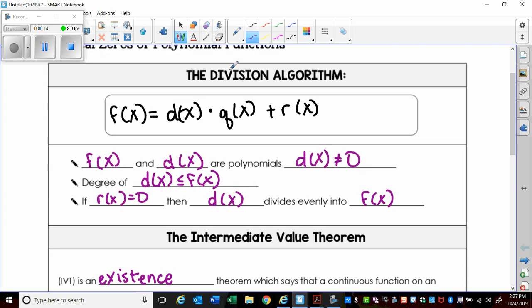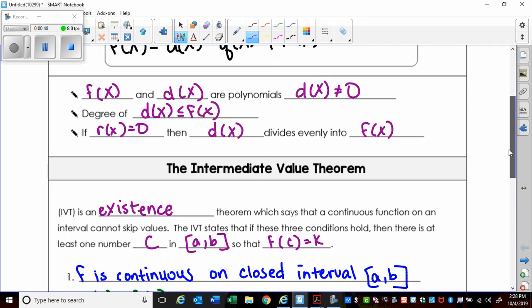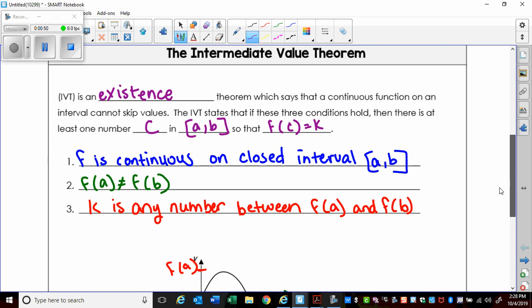So the division algorithm: if you have f of x divided by d of x equals q of x plus r of x over d of x, then f of x and d of x are polynomials, as long as d of x does not equal 0. The degree of d of x is less than the degree of f of x. If r equals 0, then d of x evenly divides into f of x, and the quotient will be q of x. I know that's a lot. Don't worry about it. I'll explain what this means.